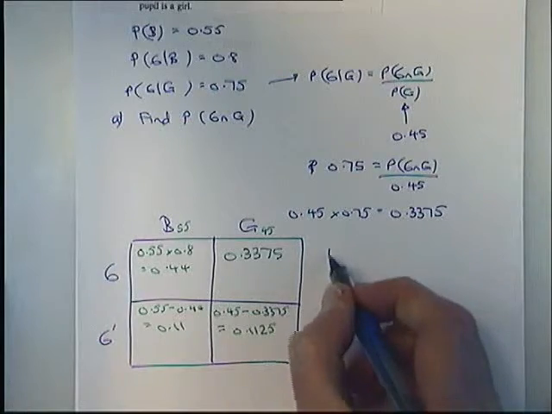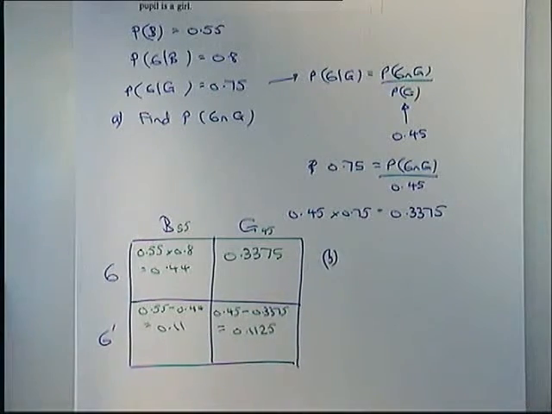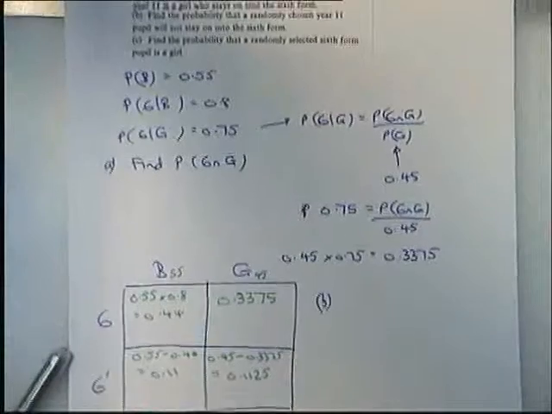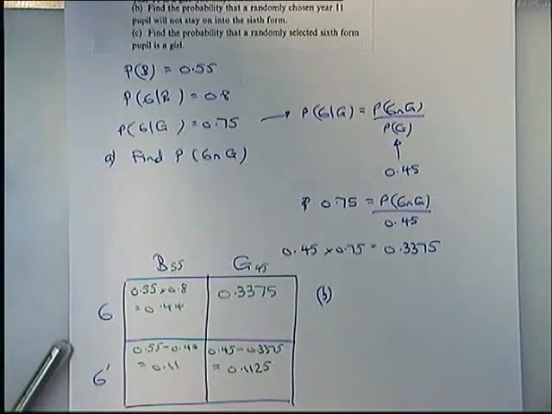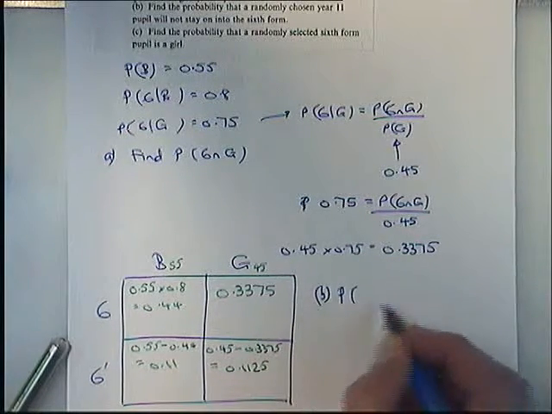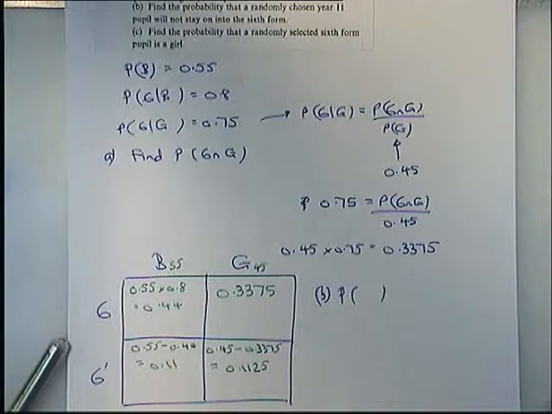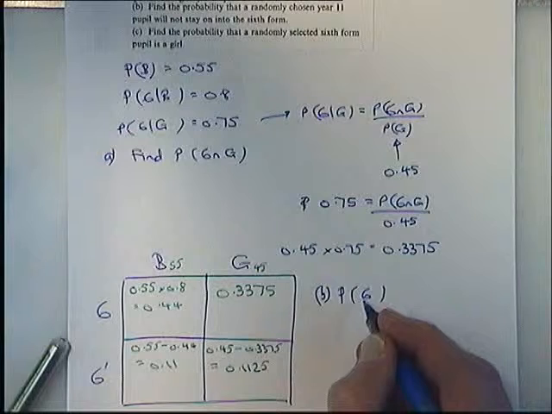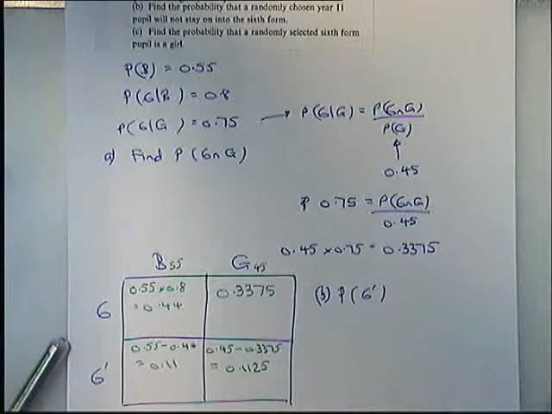So what was part B asking us to do? Part B, find the probability that a randomly chosen Year 11 pupil will not stay on in the sixth form. A randomly chosen Year 11 pupil will not stay on in the sixth form. How can I write that down, first of all, in the notation? What will go inside the bracket? 6 with... that little dash up there. Yeah, that's right. Okay, the apostrophe. Some books call it prime, 6 prime, or the complementary event.